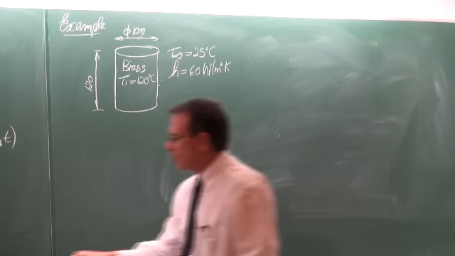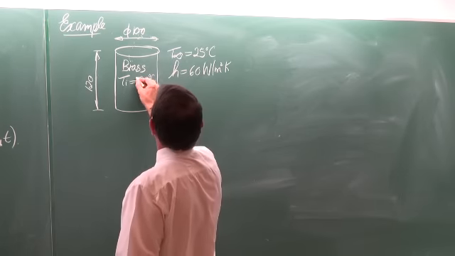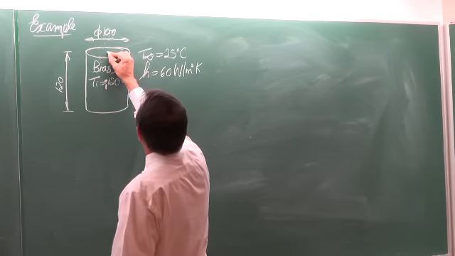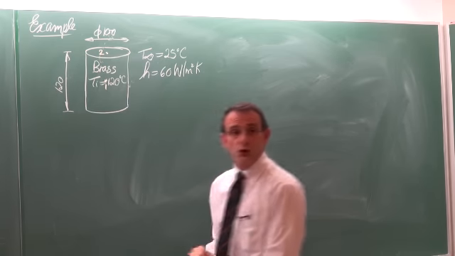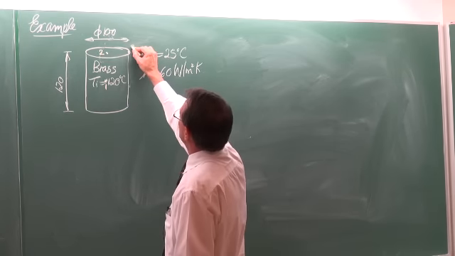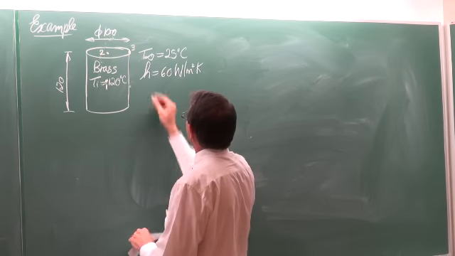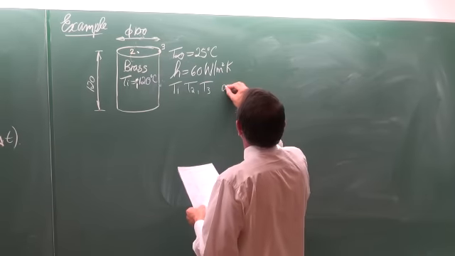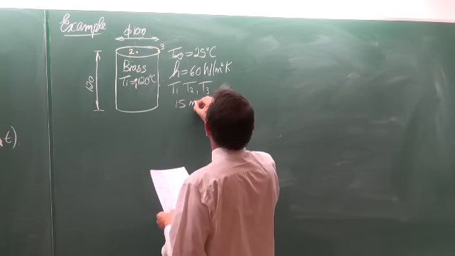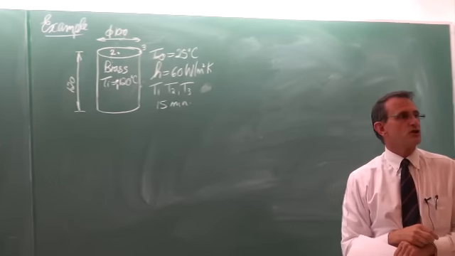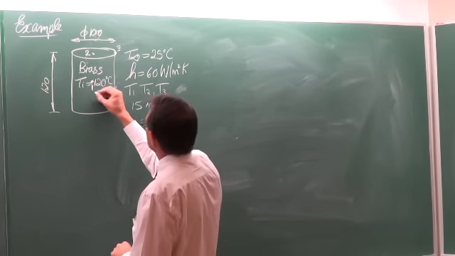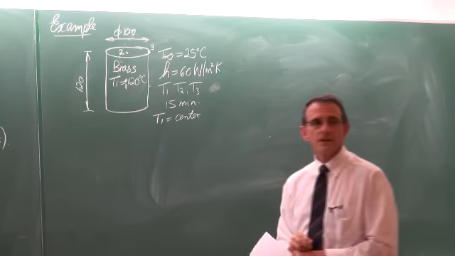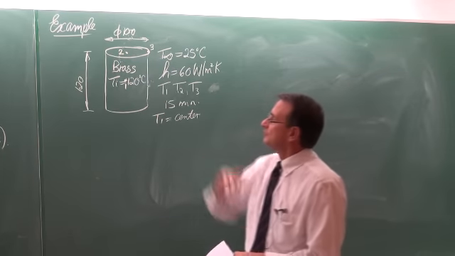And we are asked to determine the temperature at the center. That is point 1 there. At the center at the top, and also at that point there. So T1, T2, and T3, and that is after 15 minutes. We should determine those temperatures after 15 minutes. Take note, T1 is in the center. It's on the center line, in the center of the cylinder.